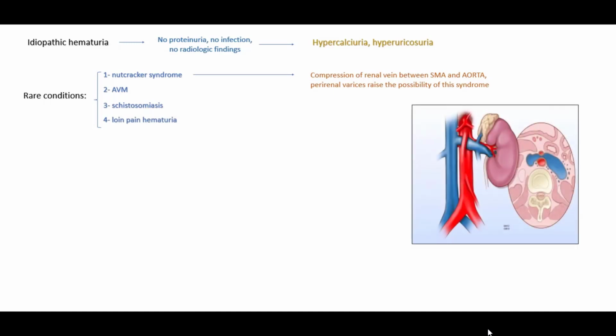And we can see in this picture the Nutcracker syndrome and the compression of the renal vein between the superior mesenteric artery and aorta.